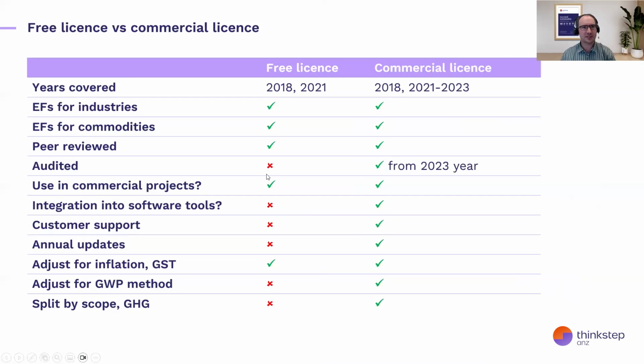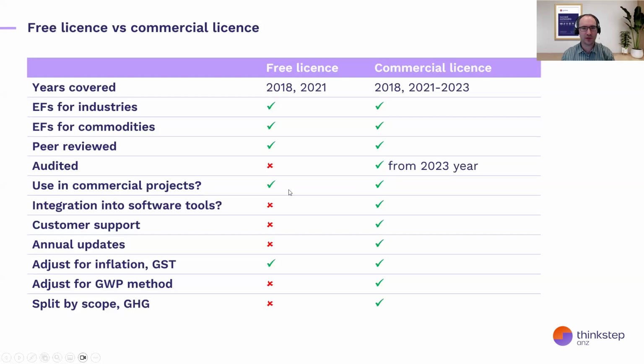So I just wanted to present a table to talk through some of the differences, and we'll cover this very, very briefly, but effectively, both methods provide emission factors for industries and commodities. A key difference is that the years covered are different. The free license is 2018 and 2021 only. The commercial license includes up to the year 2023. The whole methodology has been peer reviewed. There's no difference there, but the audit only applies to the commercial version because we have to audit a specific year. And the year that we've audited is just the most recent release year, which is the 2023 year.